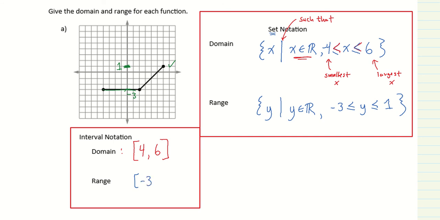-3 is the smallest, and we're going to include that, we can equal that number, and +1 is the largest. So that's set and interval notation for domain and range of this particular function.